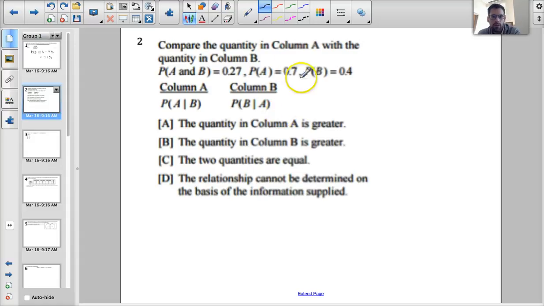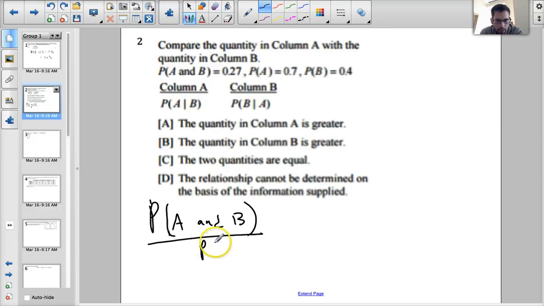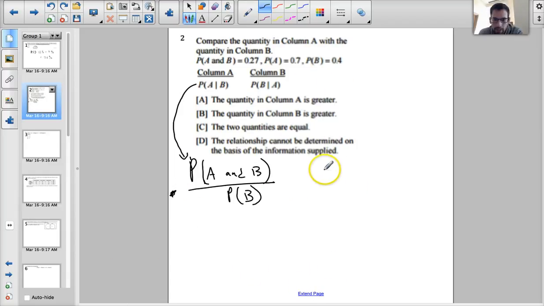Number 2 says compare the quantity in column A with the quantity in column B. So first of all, we have the probability of A given B, and then we have the probability of B given A. So to find the probability of A given B, I would have to do the probability of A and B divided by the probability of B. So this would be the probability of A given B. So I will go ahead and draw an arrow there and find the probability of B given A. That would be the probability of A and B over the probability of A.